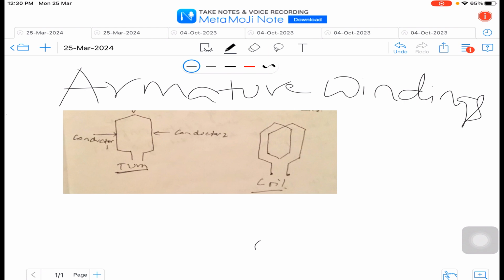Let us understand the topic armature windings. Generally, in the three-phase winding of an alternator, wherein the voltage is induced, is called the armature winding.